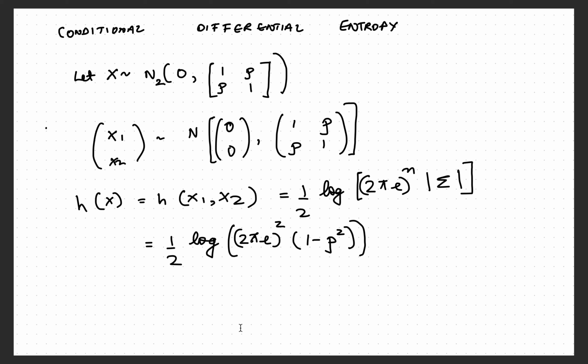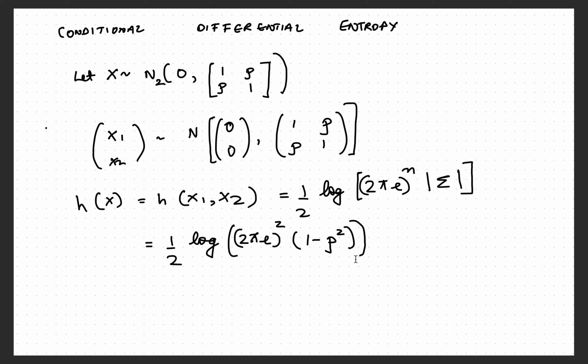Now, if we were to write the joint entropy of x1 and x2, which is just h of capital X, it will be given by half log 2 pi e to the power n, where n is 2, and the determinant of the covariance matrix. So the determinant of the covariance matrix is 1 into 1 minus rho into rho. So this turns out to be half log 2 pi e squared multiplied by 1 minus rho squared.